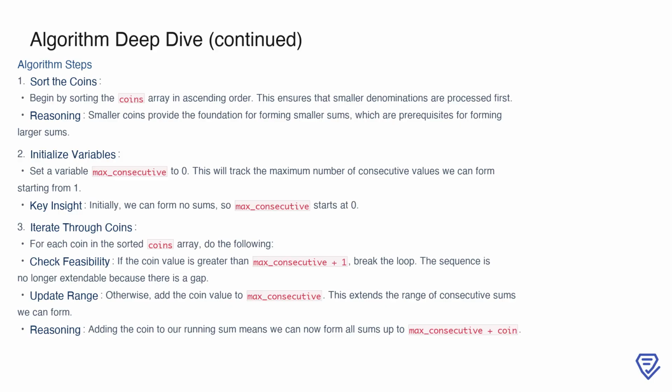Next, we initialize a variable max_consecutive to 0, which will keep track of the maximum range of consecutive sums we can form starting from 1. Initially, since no coins have been processed, this value is 0. As we iterate through the sorted coins array, we check each coin to see if it can extend our sequence. If the coin's value is greater than max_consecutive plus 1, it creates a gap, and the sequence cannot be extended further, so we stop. Otherwise, we add the coin's value to max_consecutive, effectively extending the range of consecutive sums we can form. This incremental approach ensures that every step contributes directly to maximizing the range.